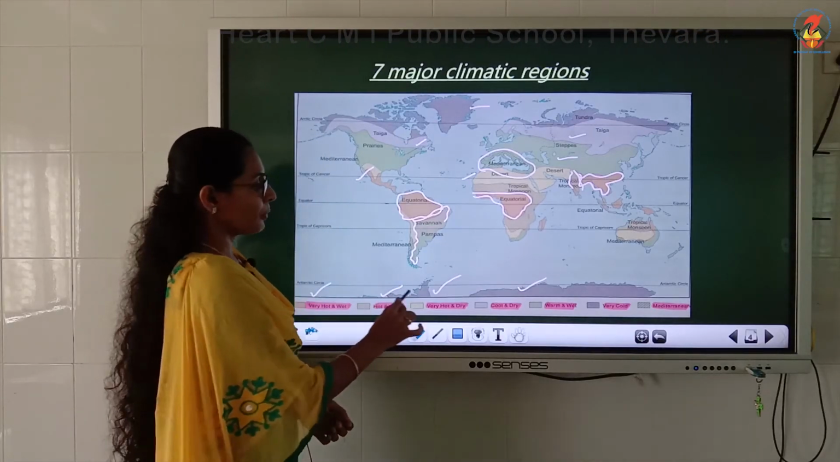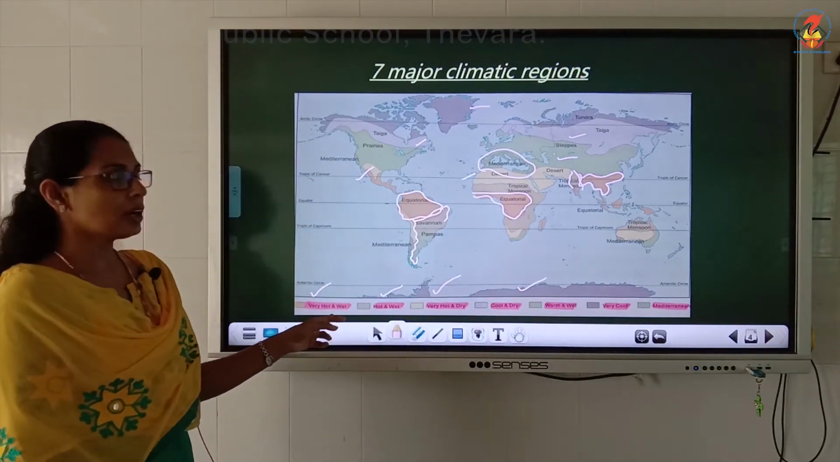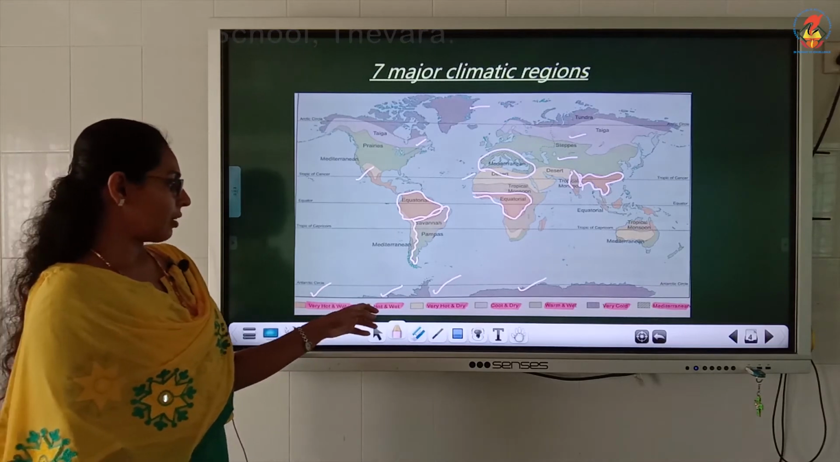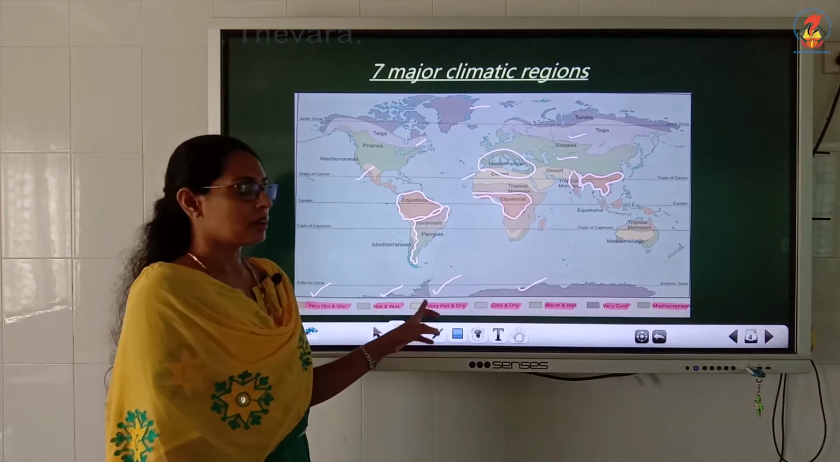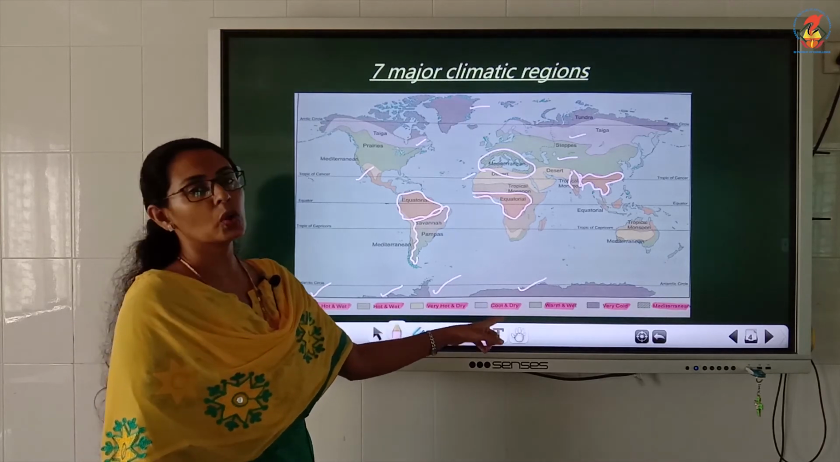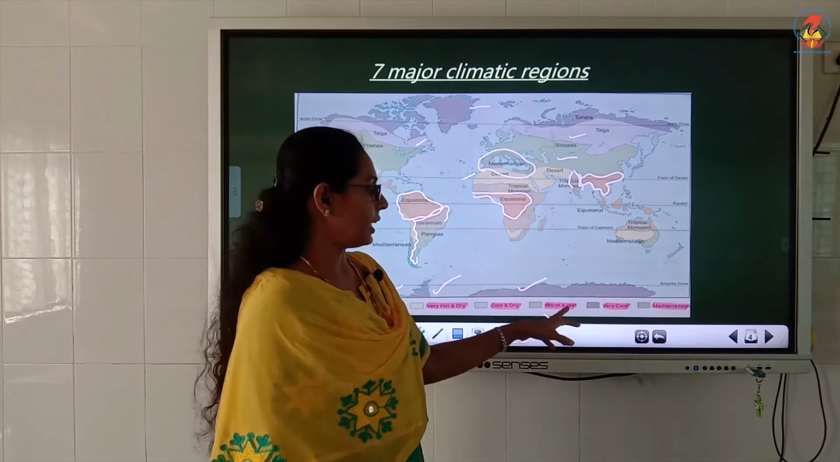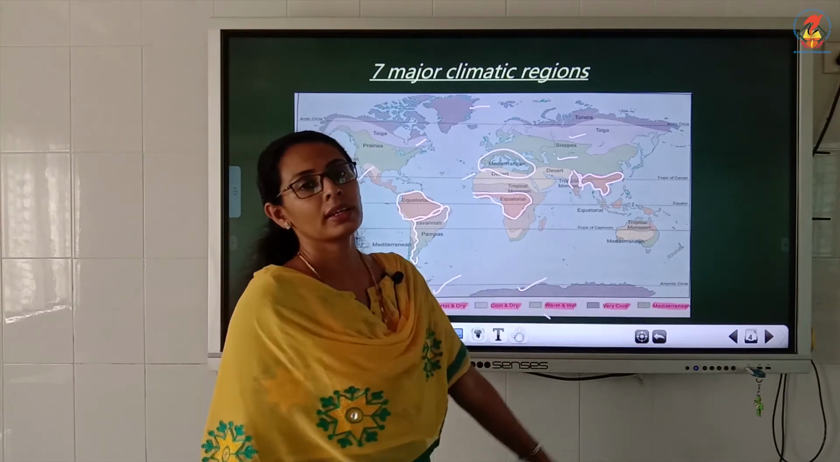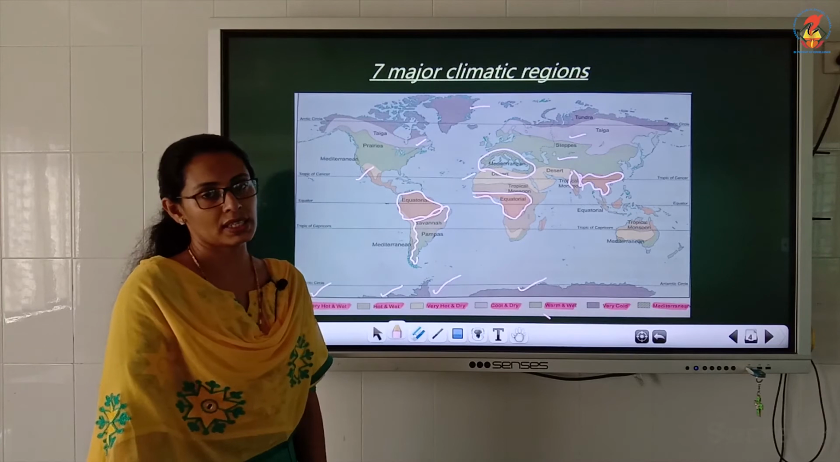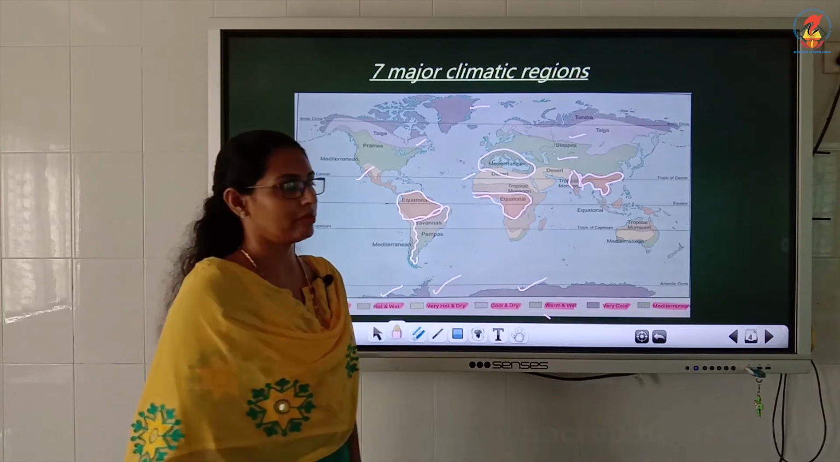So these are the important 7 climatic regions. The first one, very hot and wet area. Second one, hot and wet area. Third one, very hot and dry area. Then the next one, cool and dry. Then the fifth one is warm and wet area. The next one, very cold. The last one, the seventh, is Mediterranean. So these are the important climatic regions in the world.